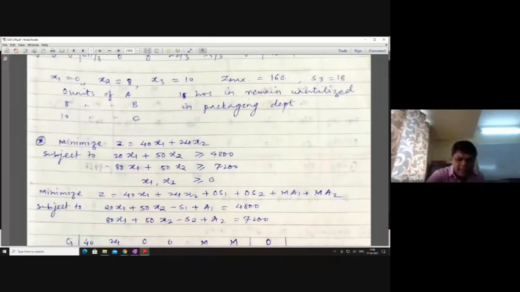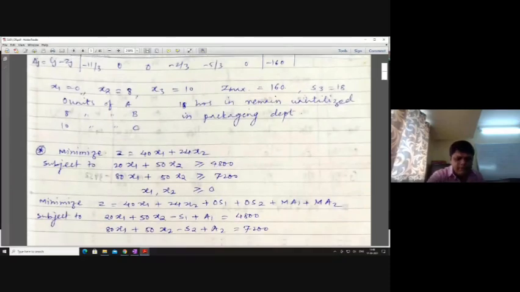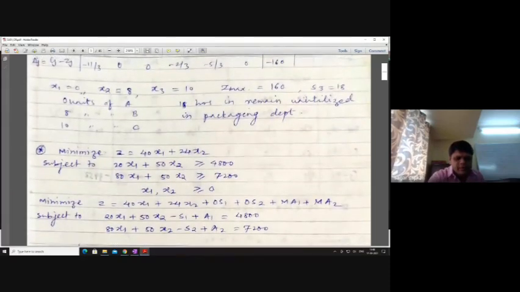Now you just check it here. What we have done is: minimize z is equal to 40x1 plus 24x2, then 20x1 plus 50x2 minus s1 is equal to 4800, and second 80x1 plus 50x2 minus s2 is equal to 7200.